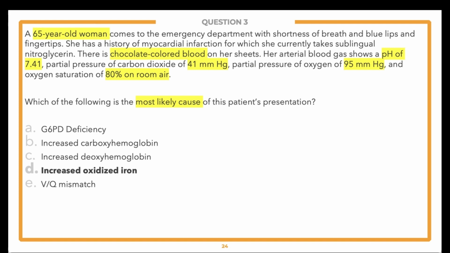So this is what we call methemoglobinemia. And they didn't do that on purpose, right? They didn't call it carboxyhemoglobin, deoxyhemoglobin, methemoglobin. They just said increased oxidized iron. Understanding the concept of methemoglobinemia is very high yield in this situation. So methemoglobinemia happens when iron, because we know iron is the most important part of hemoglobin, which binds to oxygen, gets oxidized, right? So something like nitroglycerin can oxidize it. Local anesthetics like lidocaine and benzocaine, all these guys can do it as well.